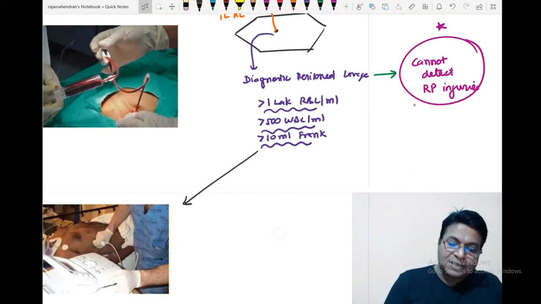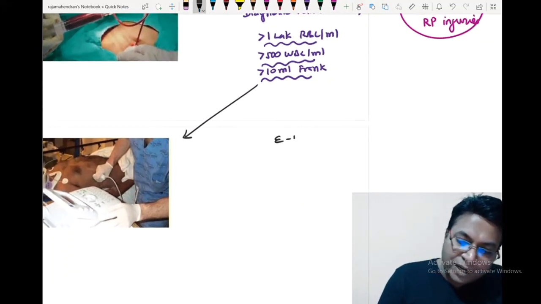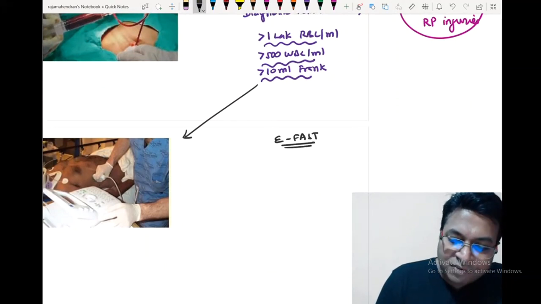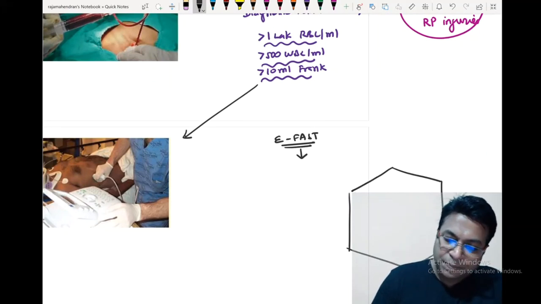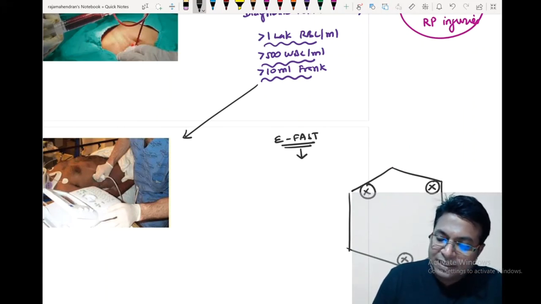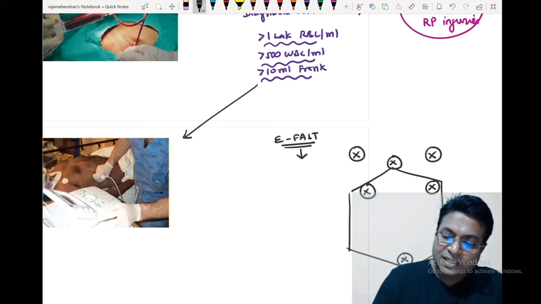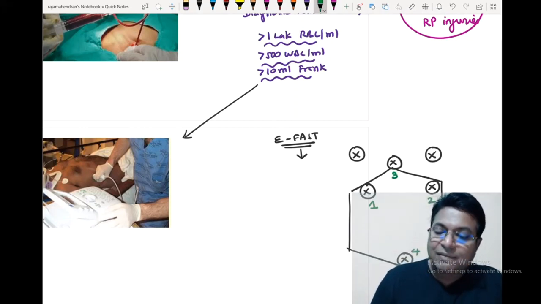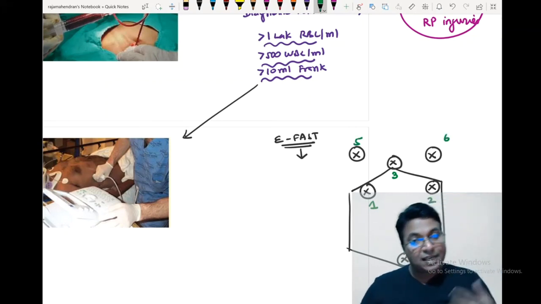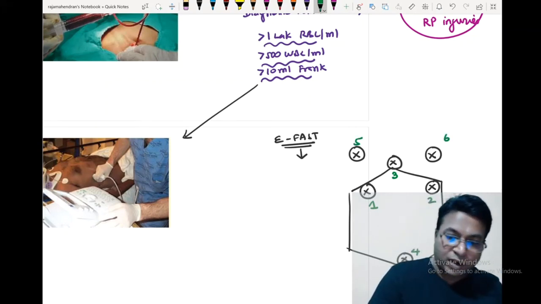I think you would have discussed this E-FAST yesterday with Dr. Khalil sir in class. This is E-FAST. In E-FAST, how many regions are focused? Old FAST was only 4 regions. Now we focus on 6 regions: right side liver, left side spleen, epigastric region for heart, pelvis, right side chest, and left side chest. So E-FAST is used for 6 regions.